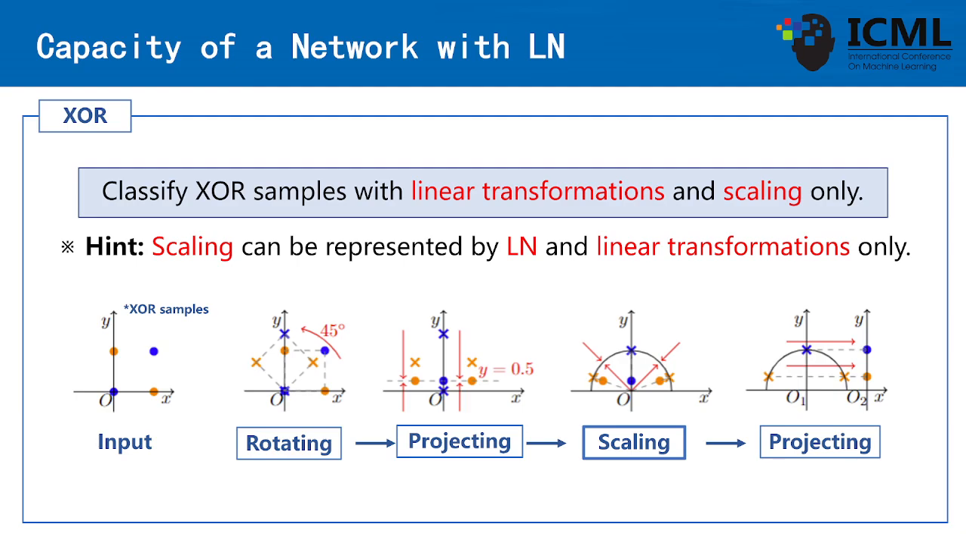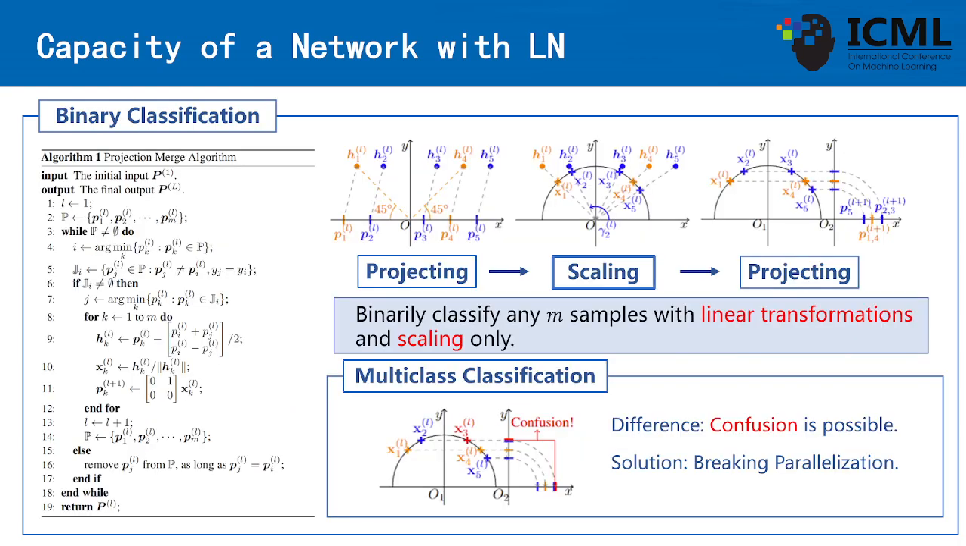Further, we explore the nonlinearity of layer normalization from the perspective of classification. First, we can classify XOR samples correctly with layer normalization and linear transformations only. Then, we generalize it to more samples with any label assignment. Take binary classification as an example.